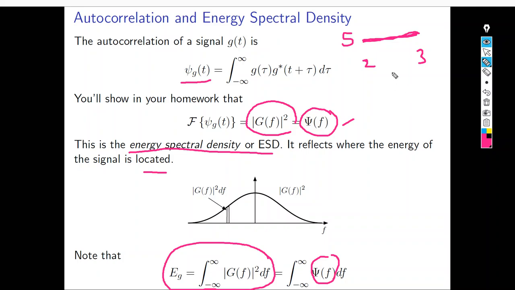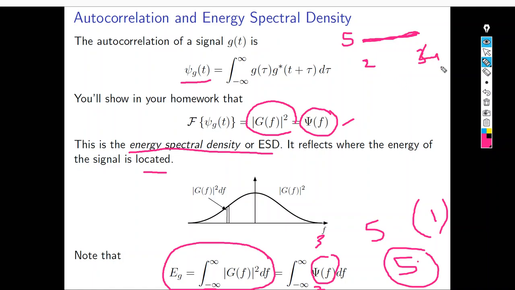I gave you the energy spectral density, which is a function of this frequency omega. What's the value here? 5. And I tell you it's from 2 to 3. So 5 multiplied by 3 minus 2, which is 1, so it's 5. You understand how to find it? This 5 is the energy.